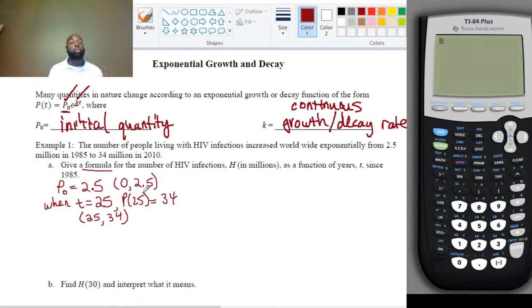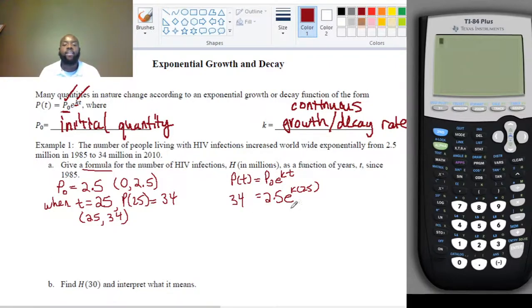So I can ask this question by just giving you two ordered pairs and asking you to find the exponential function that's representative. And you go through this process here, right? And so remember, our goal is to find P naught and k. We already know our P naught. So let's plug in some stuff into our formula. I'm going to rewrite our formula here. Our P naught is 2.5. We know that when t equals 25, so if I replace t with 25 in our function, our output is going to be that 34 million.